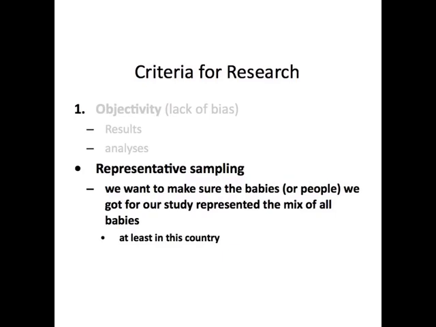Another criteria for good research is to have a representative sample. As you can imagine, the results of a study are going to depend very much on the children or people who participate in that study. So when we run a study and we look at a group of people, we're not really interested in just that group. What we're interested in is those results that we can then generalize to a larger population, a larger group of people or children or whatever.